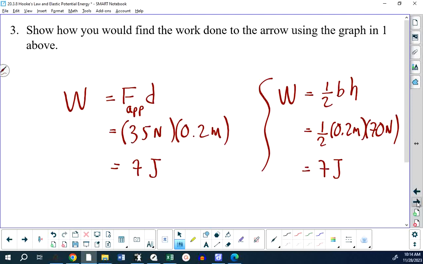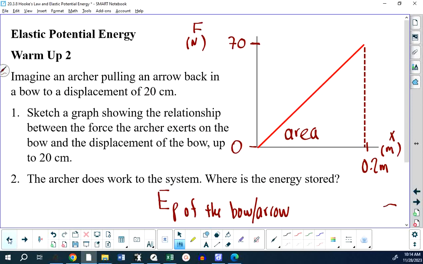Yeah. It's half of 70. So let's go back to this graph. I've said that the force at the top is 70 newtons. If I were to look at a force of 35 newtons, which is halfway between 70 and 0, that is the average force.